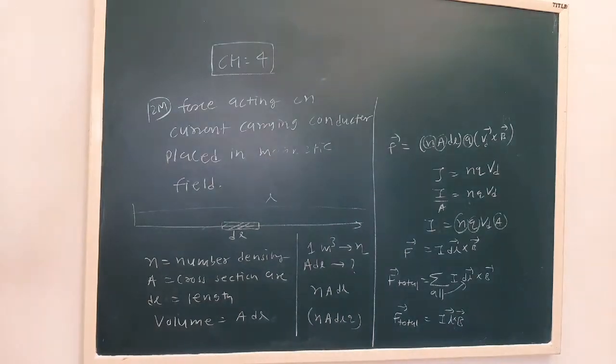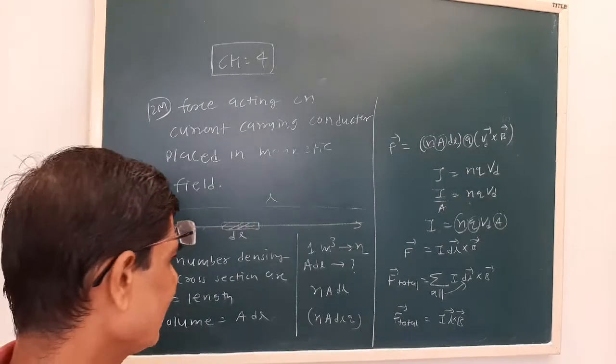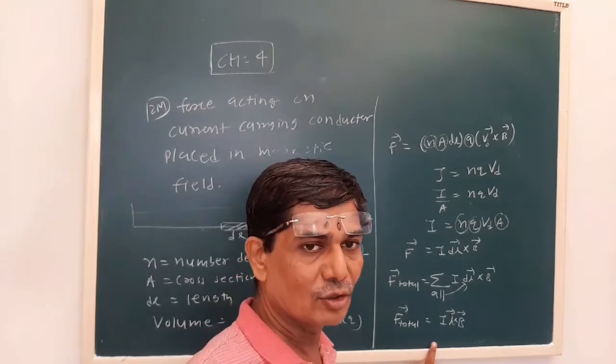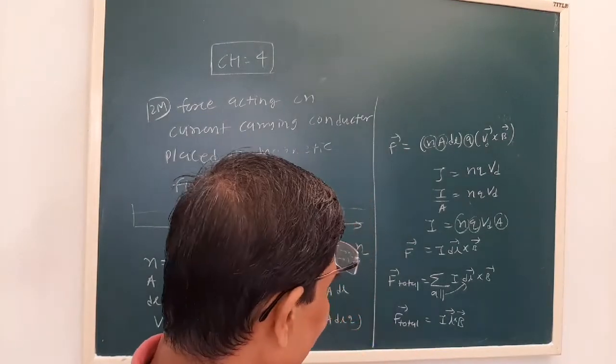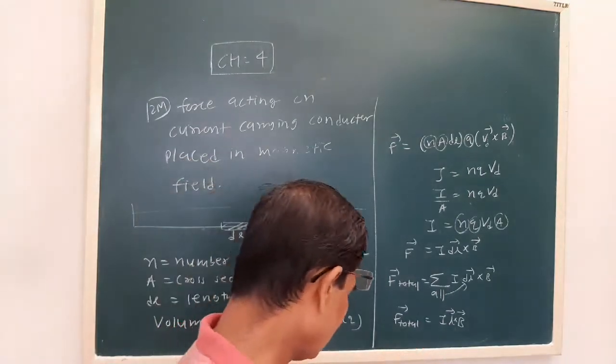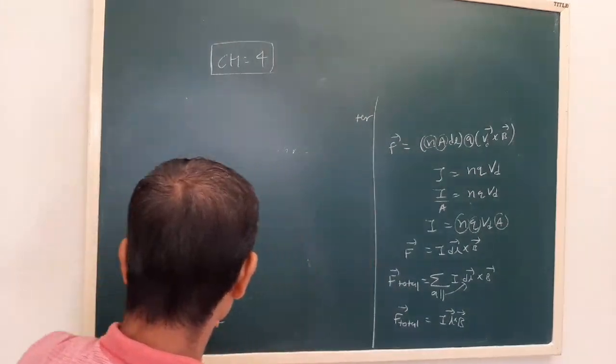This is the formula for the force acting on a current carrying conductor placed in a magnetic field. See, in terms of the equation, very useful. As I told in the beginning of the lesson, if we remember this, we can easily find out the unit and dimension of the magnetic field.